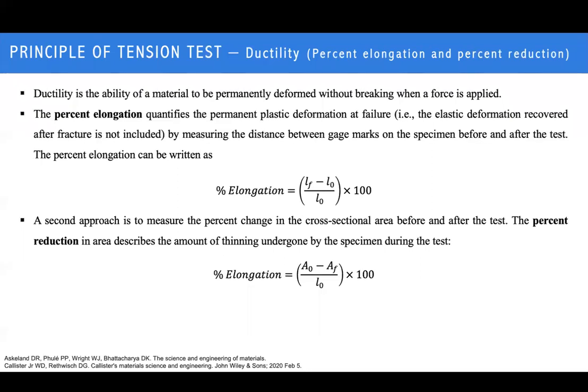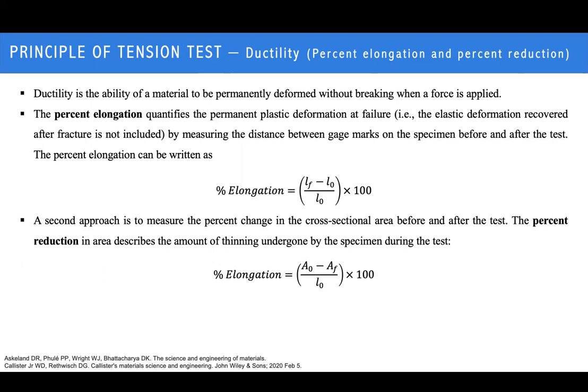So when we talk about the tensile test, ductility is very important. Ductility is the ability of the material to permanently deform without breaking when a force is applied. When talking about ductility, there are two different indicators we can use. The first one is percent elongation. It quantifies the plastic deformation by measuring the distance between the gauge marks before the test and after the test, using the final length and the original length.